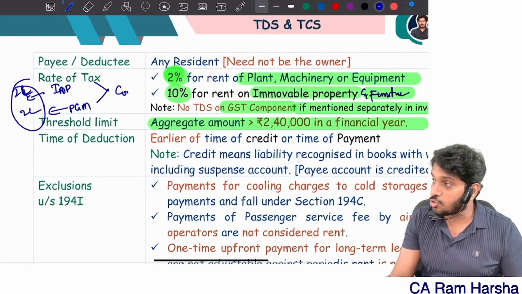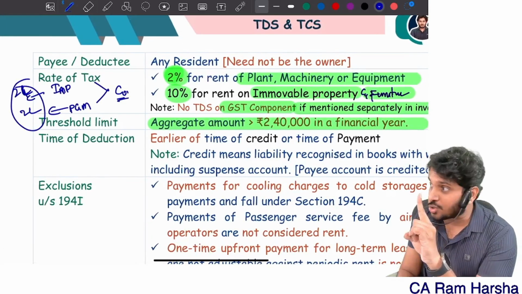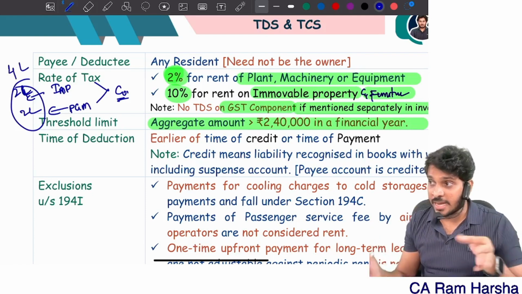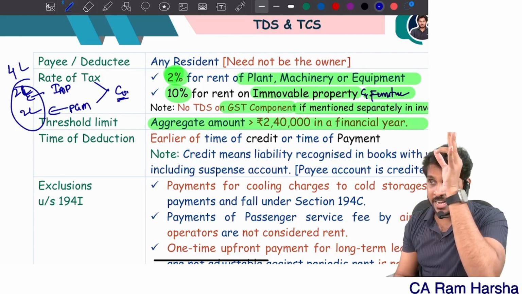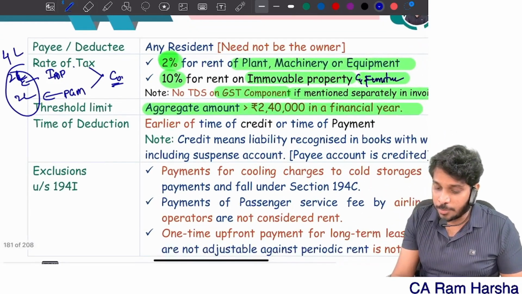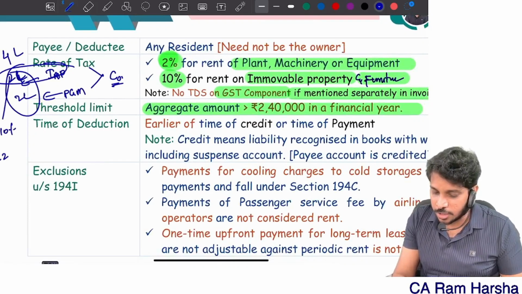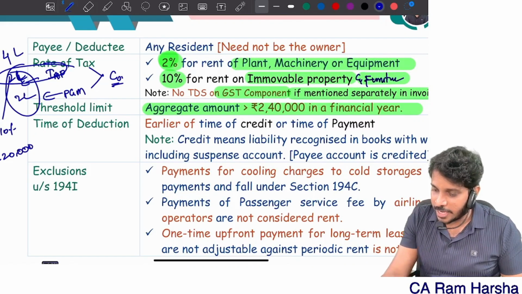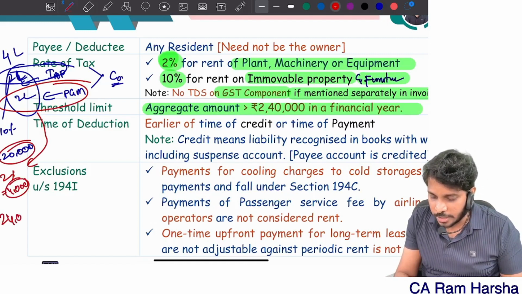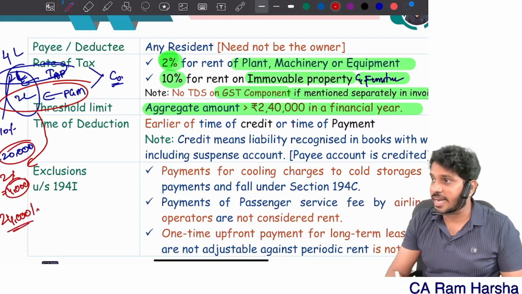Both put together, you should see, because you are paying a single person only, both of them put together is 4 lakh, which is exceeding 2.5 lakh. TDS will apply. Section 194I will apply. Now at what rate should you deduct? On the immovable property portion, 10% is equal to 20,000, whereas on the plant and machinery portion, 2% is equal to 4,000. So 20 plus 4, 24,000 is the TDS under 194I.